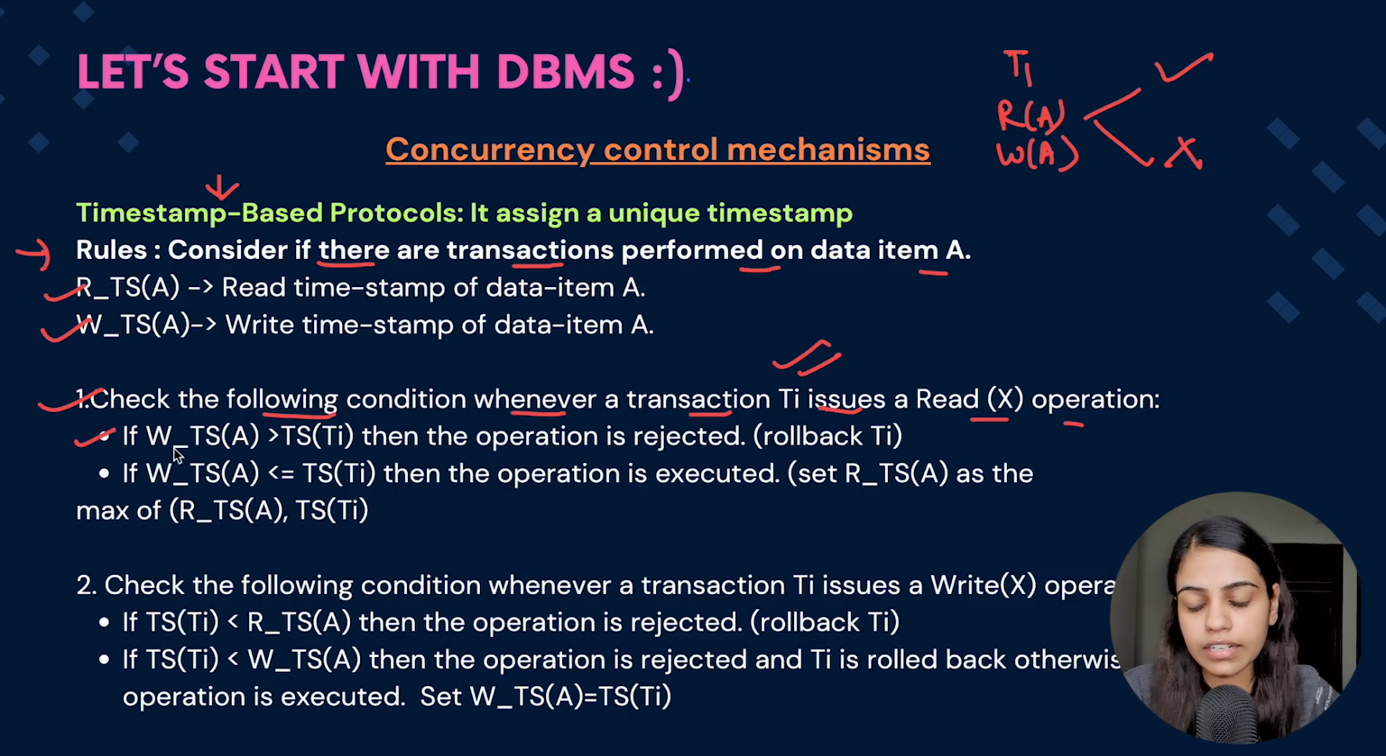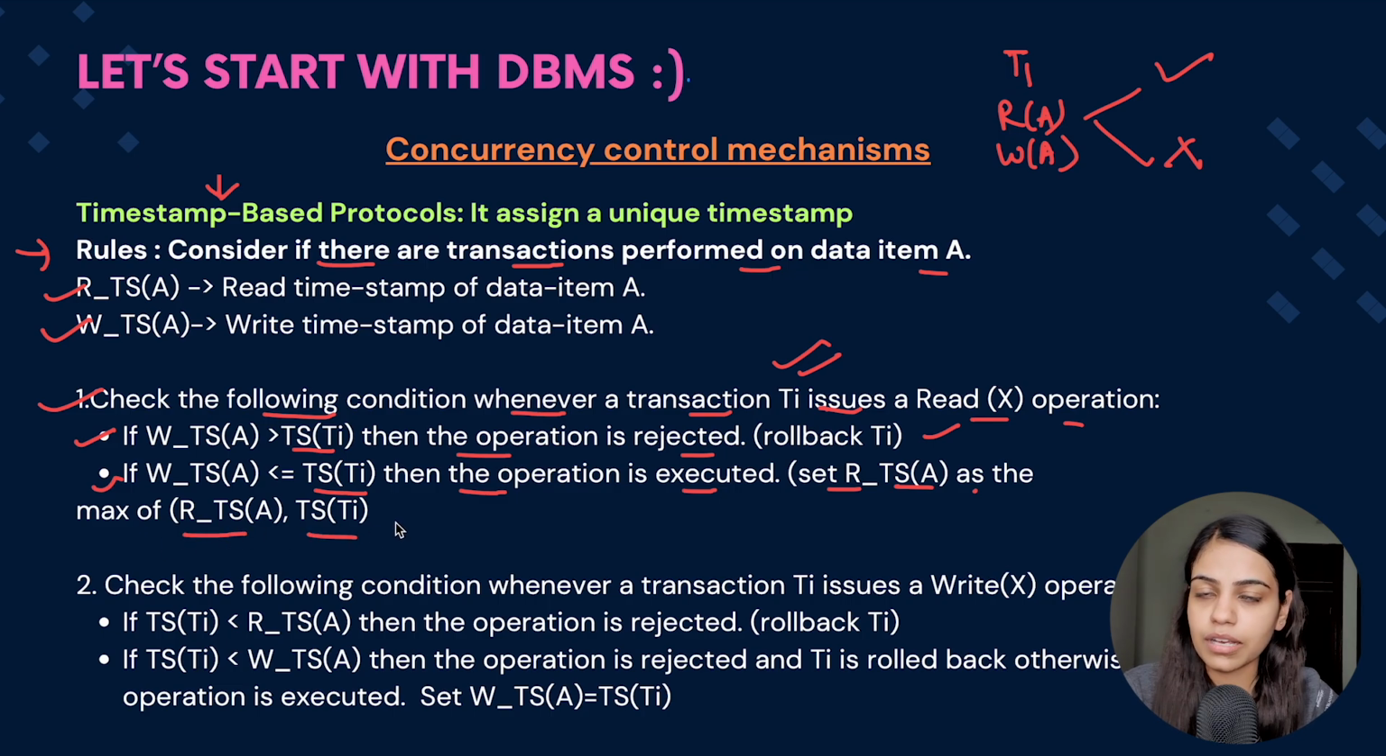First, if the write timestamp of A is greater than the timestamp of Ti, then the operation is rejected, that is, rollback. If the write timestamp of A is less than or equal to the timestamp of Ti, then the operation is executed and we set the read timestamp of A as the maximum of the read timestamp of A and the timestamp of transaction Ti. Now coming to the second pointer: check the following condition when the transaction Ti issues a write operation. If the timestamp of transaction Ti is less than the read timestamp of A, then the operation is rejected, that is, roll back the transaction Ti.